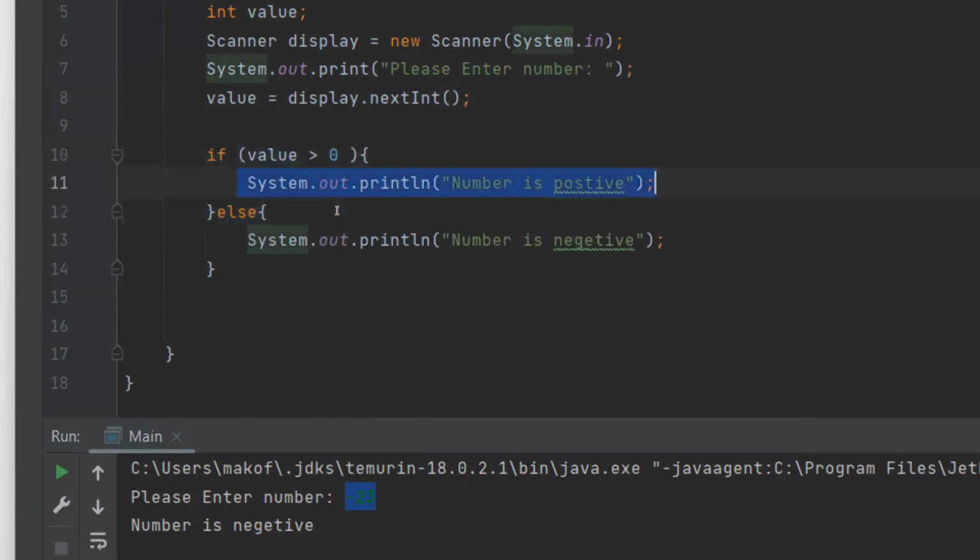Now I only enter this section if it is true, but if it is false, then the else will kick into gear, and then I would use the statement that is here. Does that make sense?